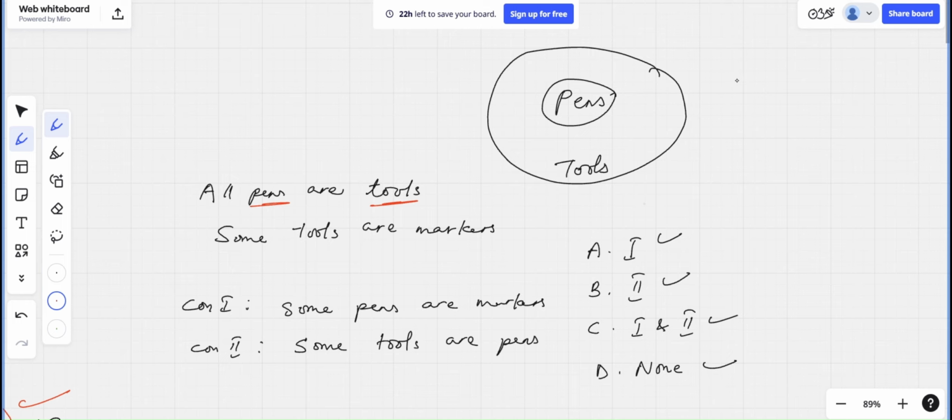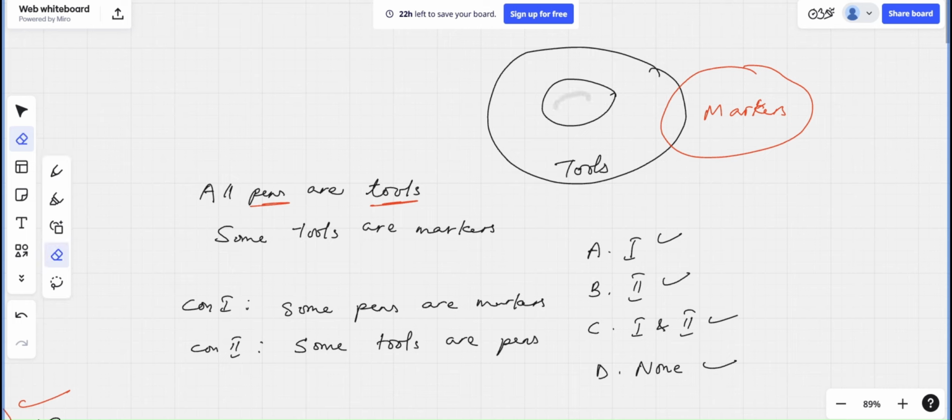Some tools are markers means, okay, now do you get it? Since it says some, you'll only do a little bit of it. So what is the answer? Some pens are markers. If it says some pens are markers, that means there's a chance that it can be like this, because it's not ruled out. Pens can also be here.